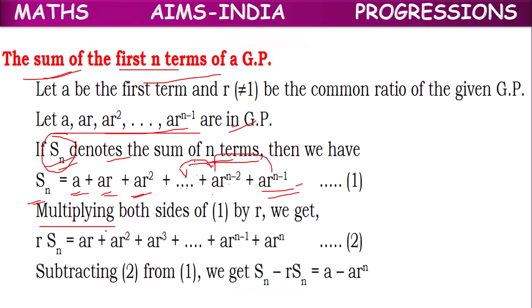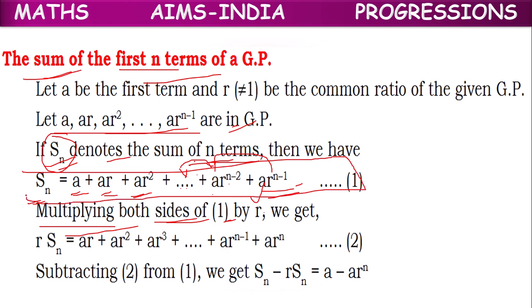Now, on multiplying both sides by R, whatever this first equation we have, if it is multiplied by R on both sides, on the left hand side we get R Sn, and on the right hand side we get AR, AR square, AR cube, up to AR power n minus 1, AR n. We will get another equation, the second equation.